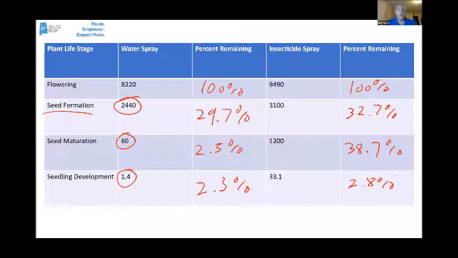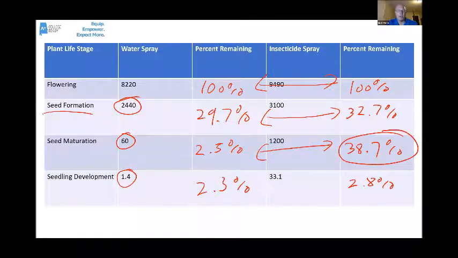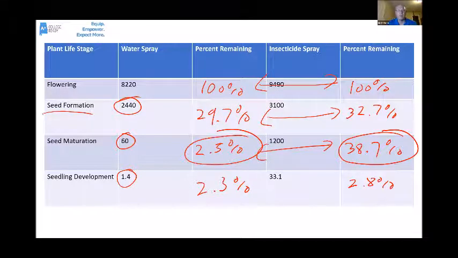All right, so if you compare column to column, obviously these are both the same. These are both pretty close, right? 32.7 and 29.7. But notice this row here, 38.7 over here, 2.5 over there. And then these are very similar toward the end.